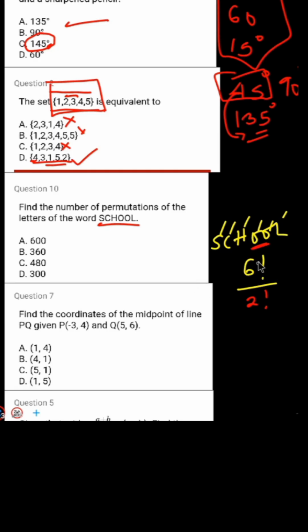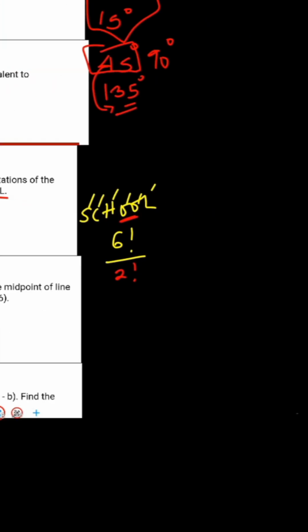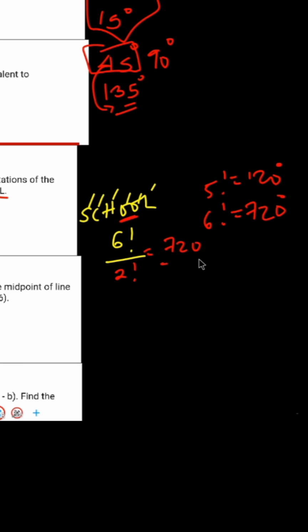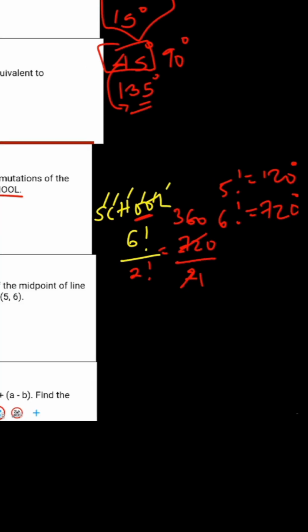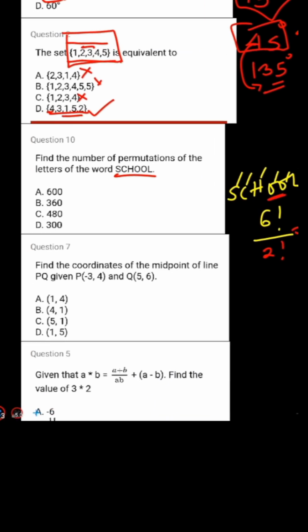So you have 6 factorial over 2 factorial. Now you have to memorize 6 factorial. Your 5 factorial is 120, while your 6 factorial is 720. So this is just 720 divided by 2 factorial. 2 factorial is 2, so 720 divided by 2 will give you 360. Let's go to the options and look for 360 there. That is option B, as you can see.